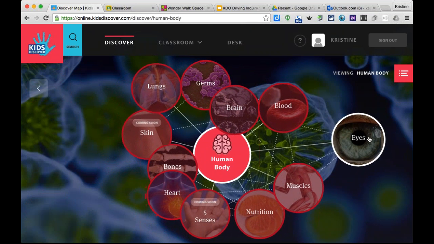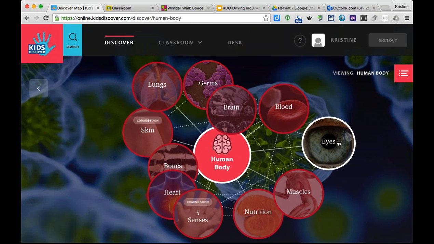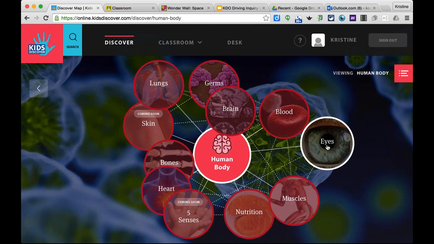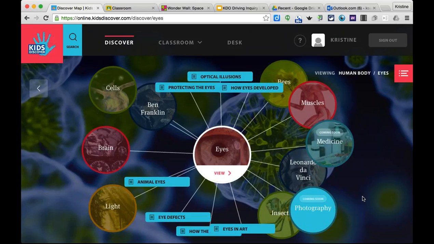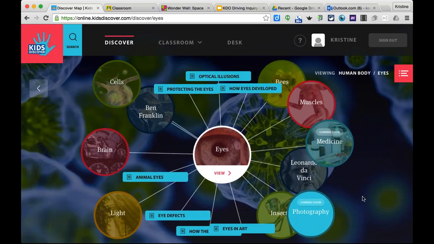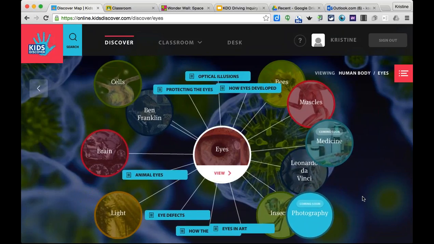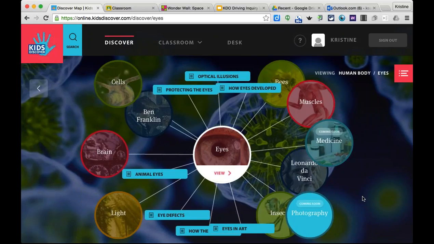So I can be connected to the unit about the brain and about the 5 senses. For now, I'm going to click on eyes. And just as we noticed earlier, you can see lots of connections between topics within the human body, but also topics in other areas. So you can see connections to animals and science and historical figures, and this allows students to continue to understand how topics are related.